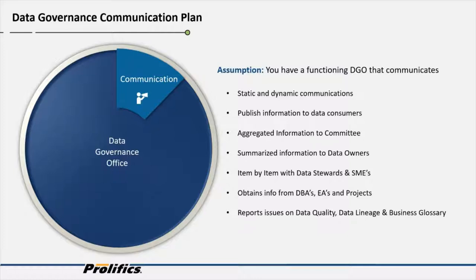For data governance communications, I'm assuming that you have a static website that allows folks to go and look at things like the charter or the current roadmap that you're working on. I'm assuming that you have an area where you can put periodic communications, for example, a SharePoint. They would contain things like historical data quality reports, data lineage reports, etc.